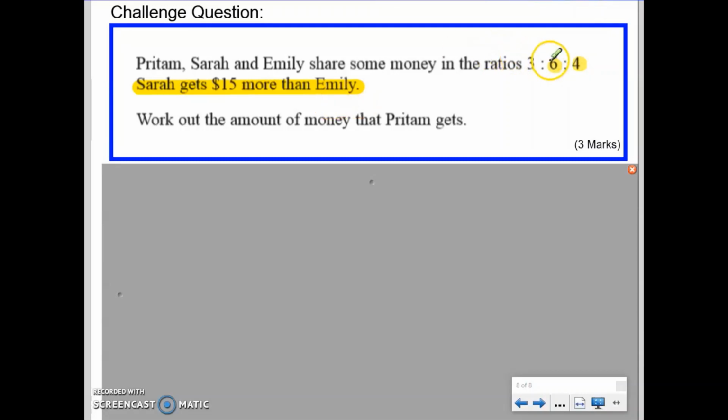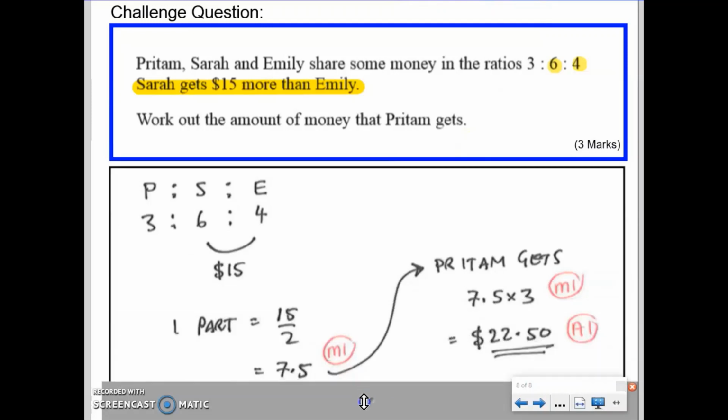So what it's telling us there is if we do 6 take away 4, that's going to represent 2 parts of this ratio. It's going to be 2 sections of the ratio. So that's telling us that $15 represents 2 bits in this ratio. So we can use that to find the value of 1 part. Let's have a look at the written solution. Here we go. So again, we've highlighted that Sarah receives 6 and Emily receives 4.